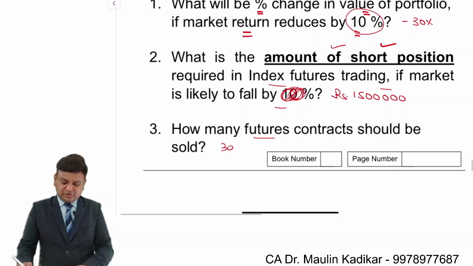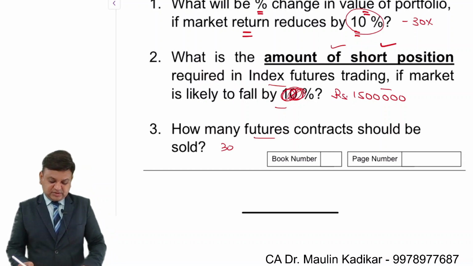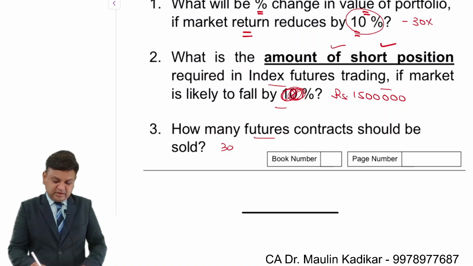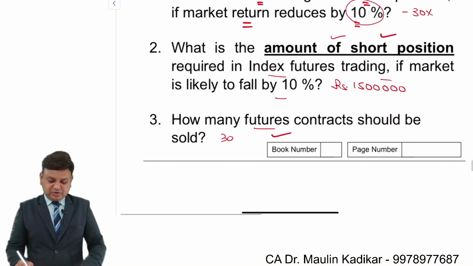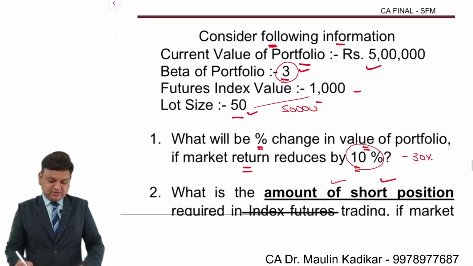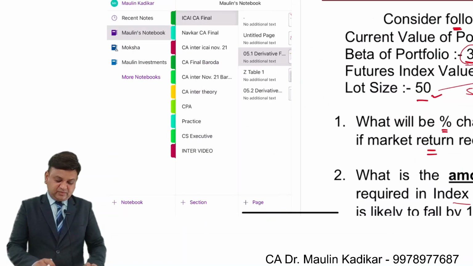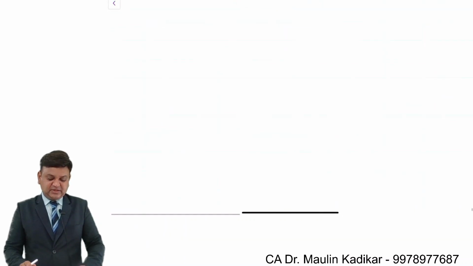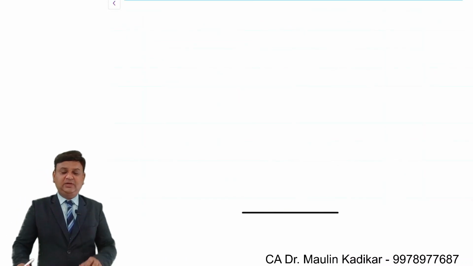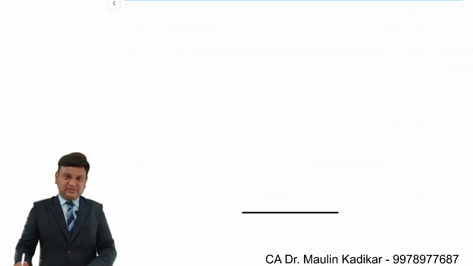What is the amount of the short position required in the index futures if the market is likely to fall by 10%? How many futures contracts should be sold? That is the question, so we are required to calculate the answer. Again, the required beta is not given, so assuming that the required beta is 0, we will make the calculation.